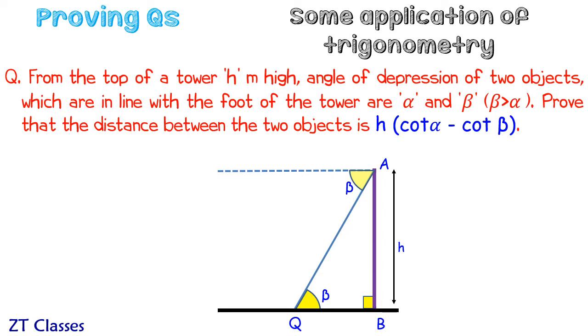Let's take the second observer. For him the angle of depression is alpha. So the second observer is P with angle of depression alpha. By the same logic, alternate interior angles, so these angles will be equal. Our angle APQ is also alpha degrees. You have to prove that the distance between the two objects, that means the distance PQ, is H cot alpha minus cos beta. Let's see the solution.